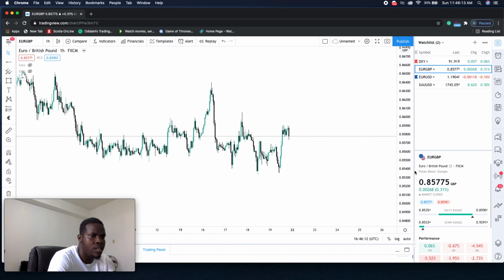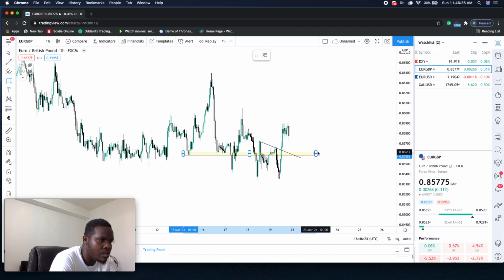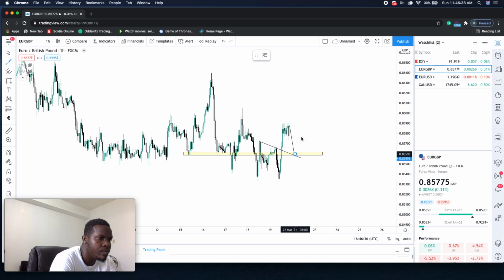For this week, this is what I'm pretty much looking at. It's pretty much a basic setup. We have a nice descending trend line here, and we also have a strong support level here. My anticipation is that Euro GBP is going to push all the way down to here, and from here I'm going to look to go long. So I'm looking for buy opportunities from here. The Galaxy students know exactly what I'm looking for.